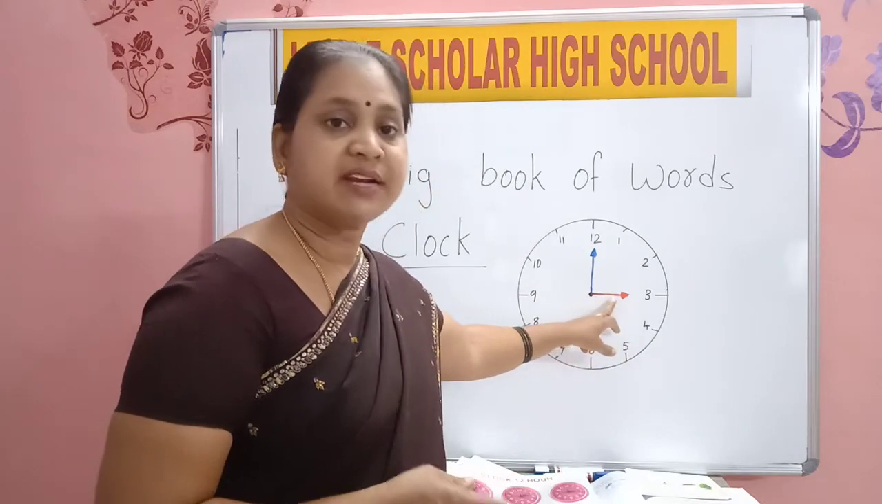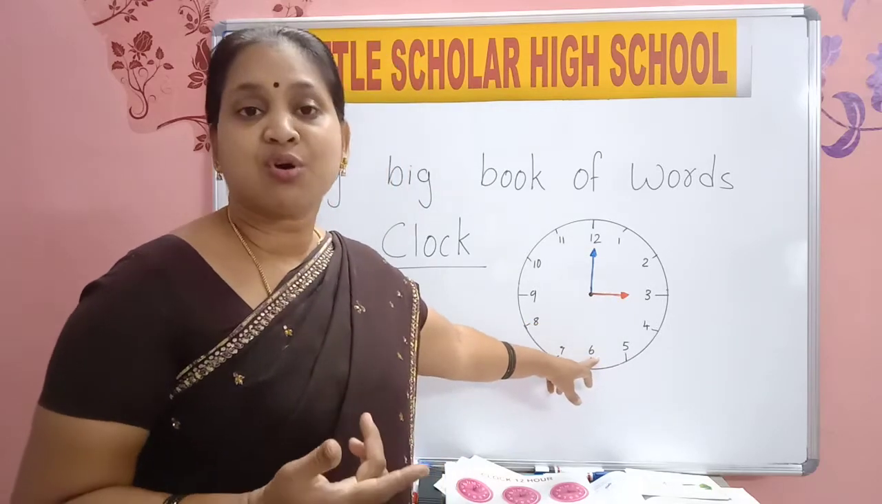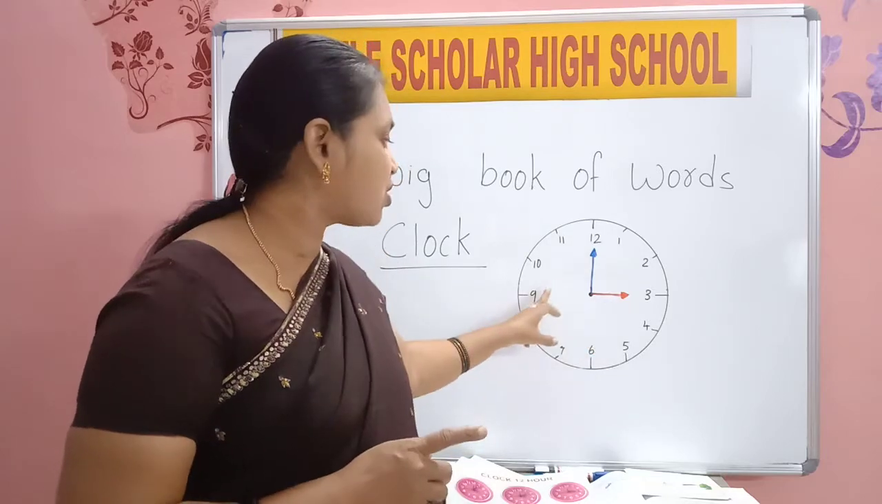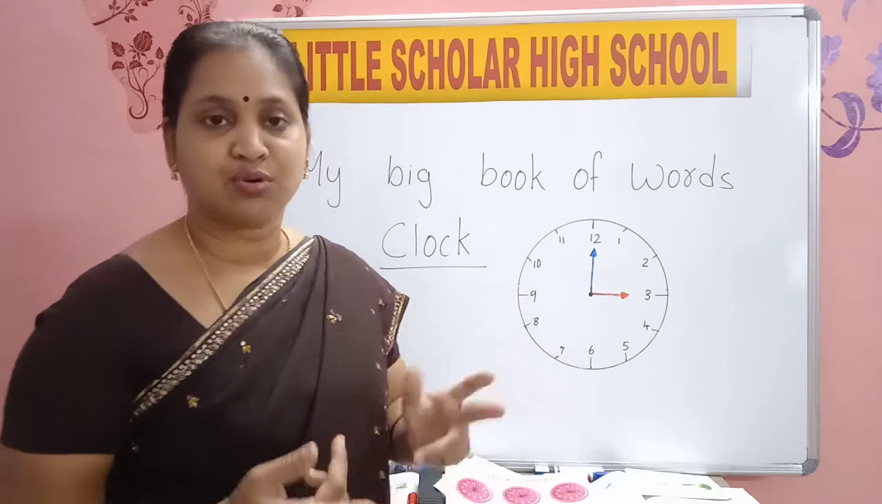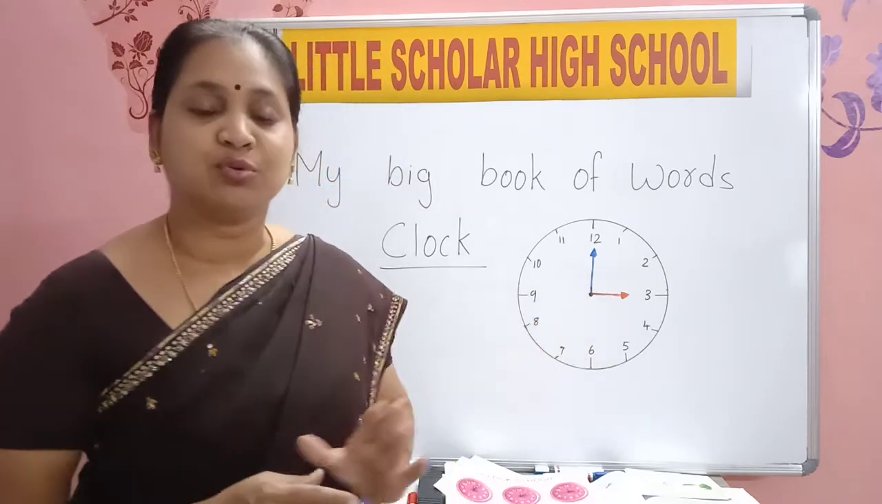If this hour hand, red color, short hand, is on 6, then you will say 6 o'clock. If this hour hand, short hand, red color hand is on 9, then which time will you say? What is the time? 9 o'clock. Yes, to know hours. So in today's class, we will learn only hours.